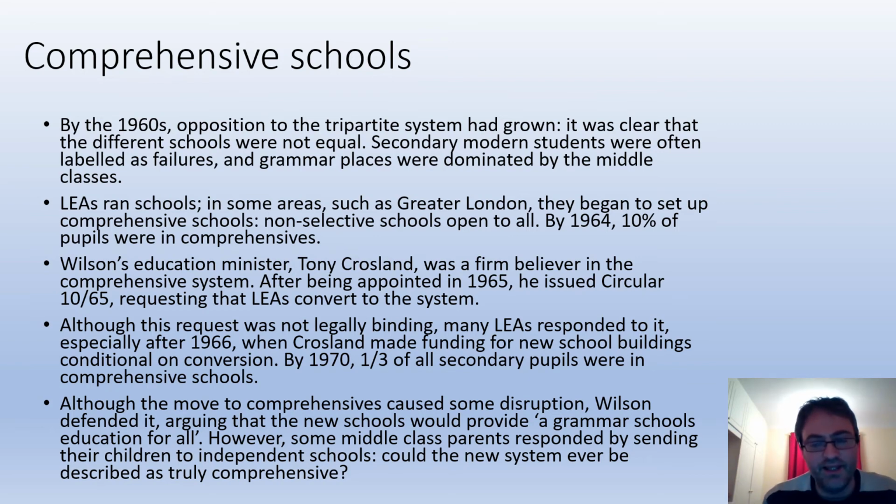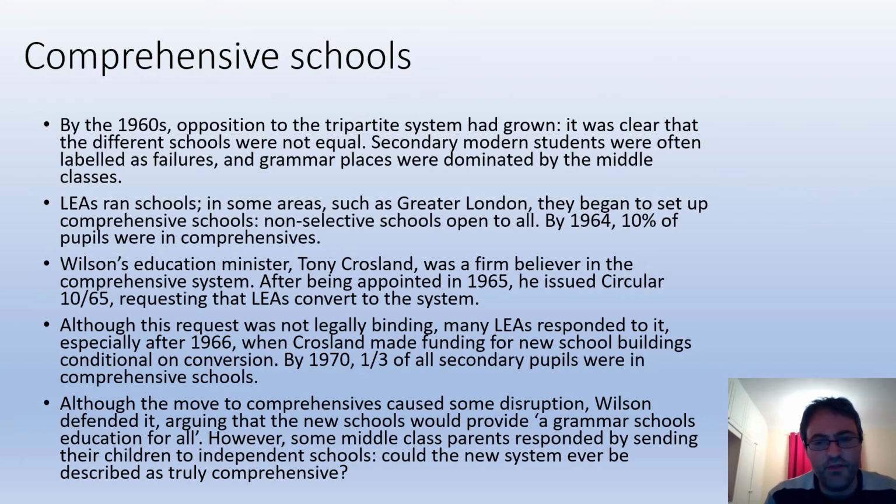One of the other really significant parts of the Wilson government that you need to be aware of is educational reform, and we're going to think briefly about both schools and universities. First of all, schools. We've talked in a previous video about the tripartite system, where students would sit the 11 plus. If they passed, they go to grammar school. If they failed, they go to secondary modern school, apart from a small few who would go to technical schools if they had a particular aptitude in a practical area.